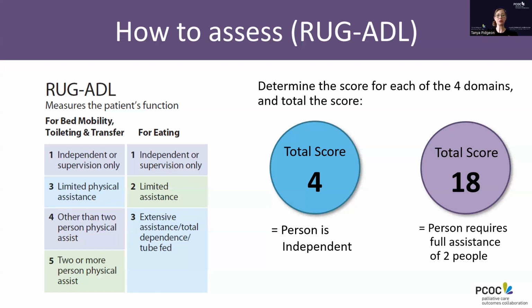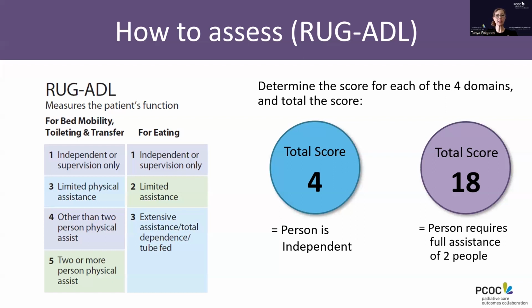So why is there no score of 2? There is no score of 2 for these first 3 domains because it has been shown that the change from the independent supervision level to a limited assistance level equates to a threefold increase in resources rather than a twofold increase. So the designers of the tool are attempting to equate the scores to reality of the resources needed and time and devices.